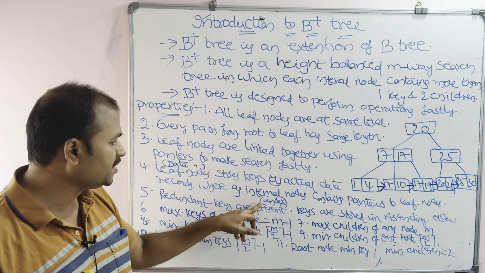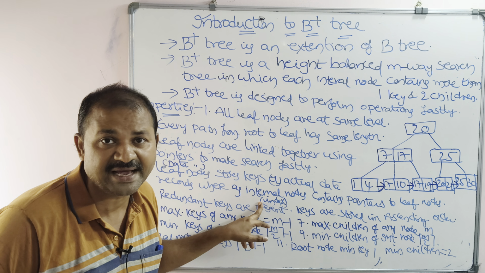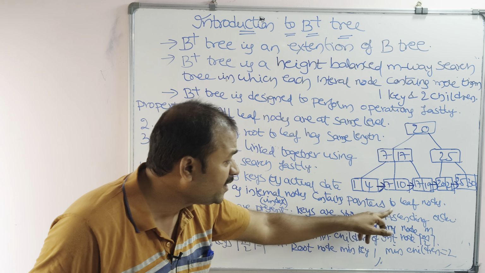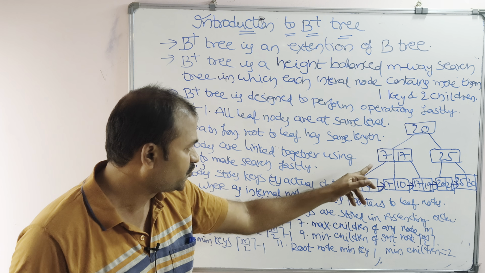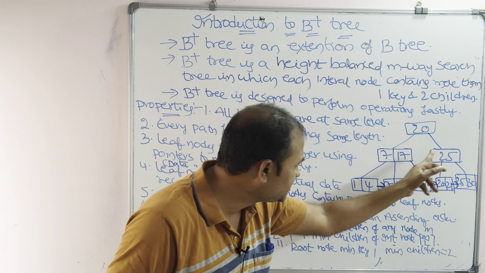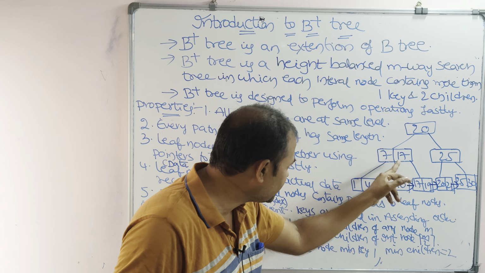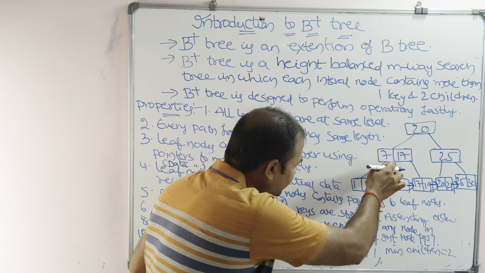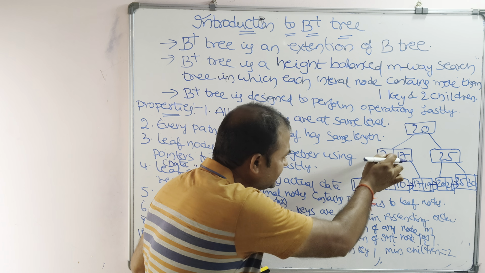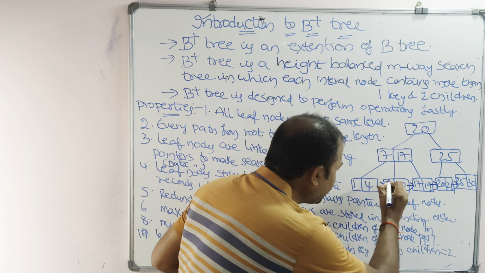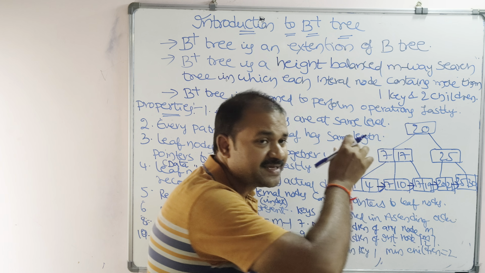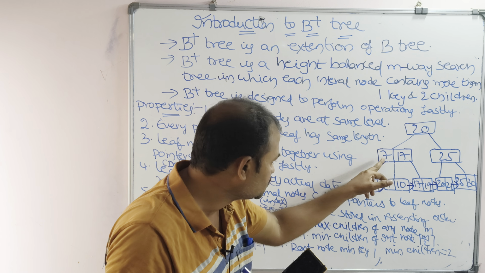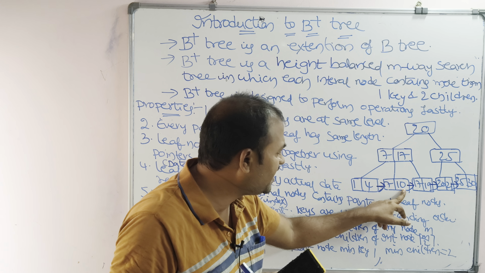Whereas the internal node can also be called an index node. Internal node contains pointers to the leaf nodes. So here we have 3 internal nodes. This internal node contains 7, 17. So for 7, the left side contains values less than 7, whereas the right part contains values either greater than or equal to that element. So here we have 7 as well as 10.